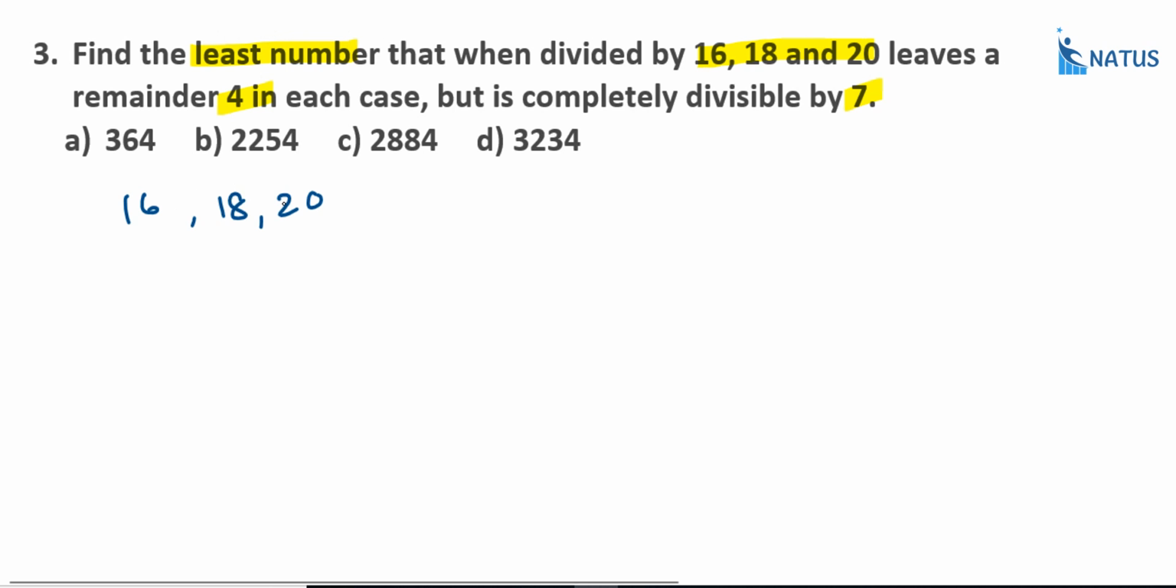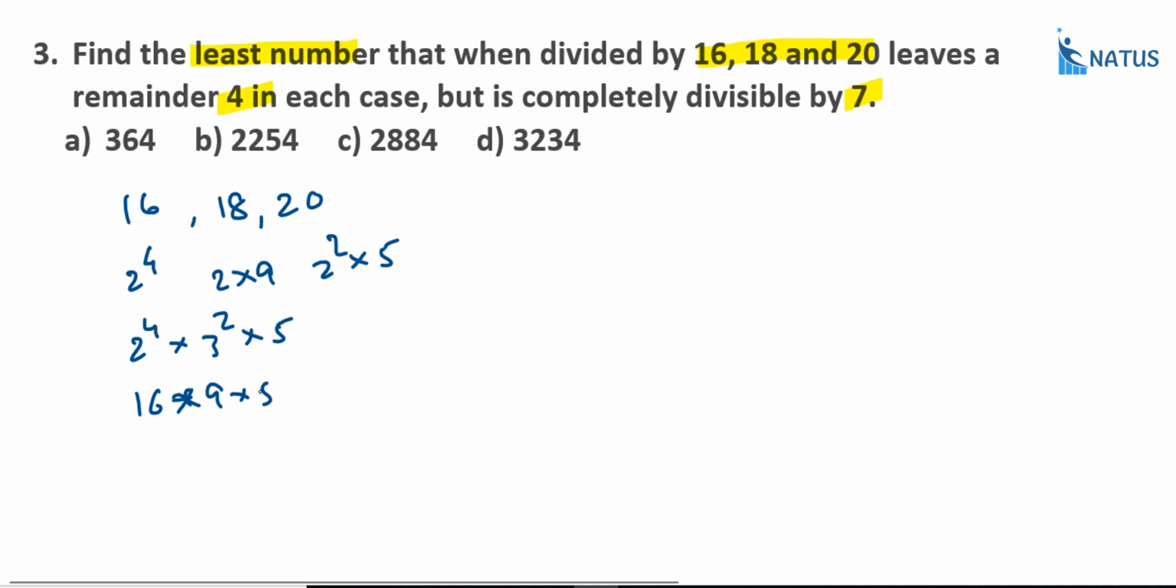Now we will find the common multiple. Suppose the remainder is 0, then that is a common multiple of these numbers. Now you will find the least common multiple of these numbers. 16 is equal to 2 to the power of 4, 18 is equal to 2 into 3 square, and 20 is equal to 2 square into 5. So what is the LCM? 2 to the power of 4 into 3 square into 5, which is equal to 16 into 9 into 5.